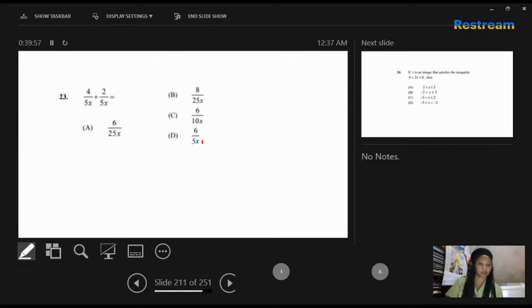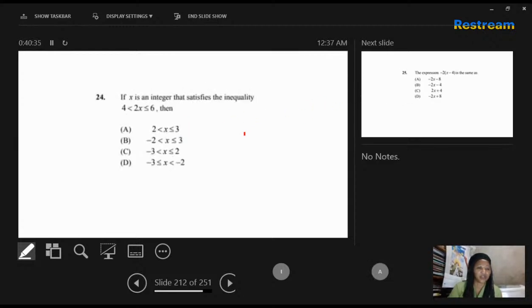Okay, Asar. Number 22. Well, first, we already have the lowest common multiple, so we just need to add the numerators. So 5x is the LCM, and we add the numerators, so you're going to have 6 over 5x. Well, the answer is D.